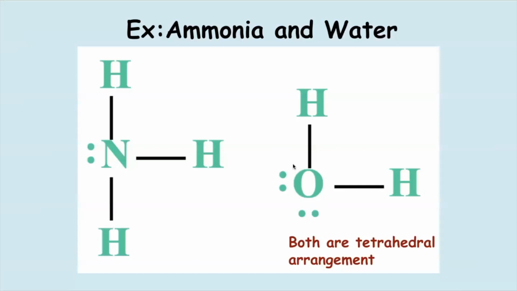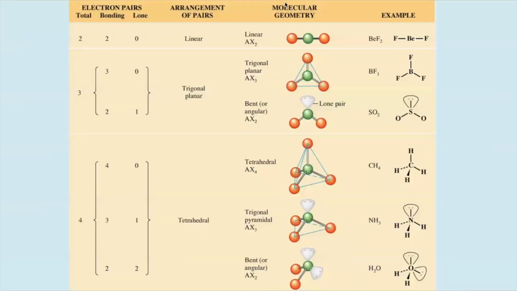And even in water, these two lone pairs would be counted as 2, not 4, because it would be 1, 2, and then the two bonds, which would also be 4. So both of these would be tetrahedral arrangement. However, because of lone pairs, they do change in the molecular geometry, even if their arrangement is the same. So both ammonia and water have the same arrangement of tetrahedral.